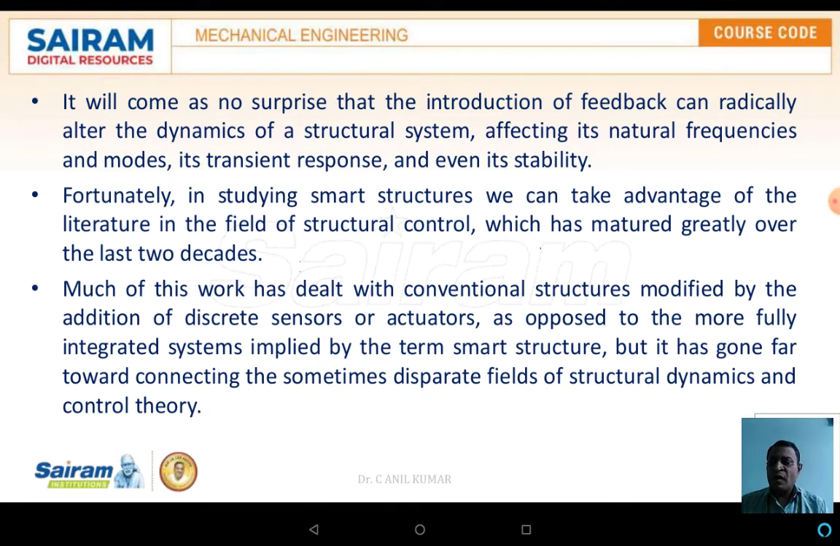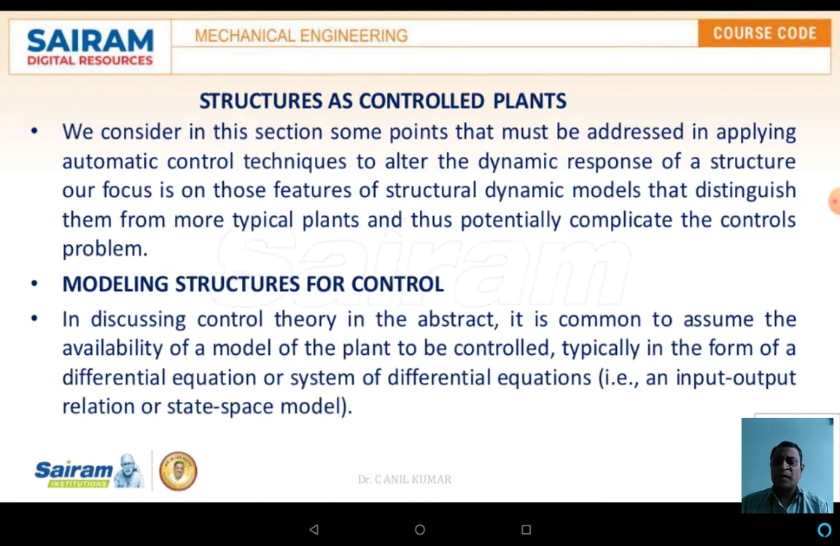Fortunately, in studying smart structures we can take advantage of the literature in the field of structural control, which has matured greatly over the last 2 decades. Much of this work has dealt with conventional structures modified by the addition of discrete sensors or actuators, as opposed to a more fully integrated system implied by the term smart structure, but it has gone far towards connecting the fields of structural dynamics and control theory.